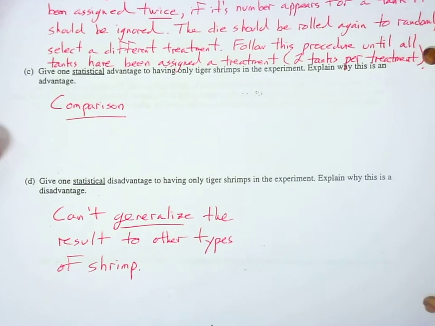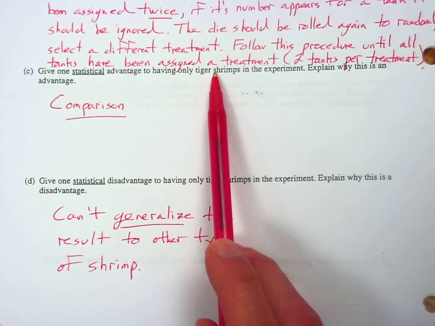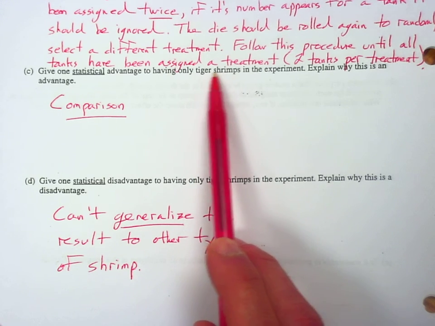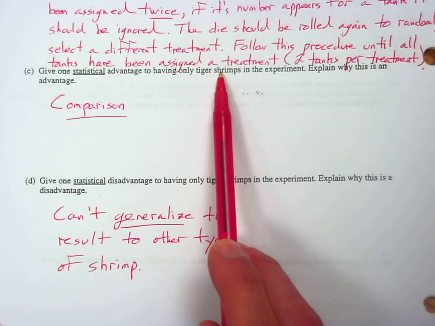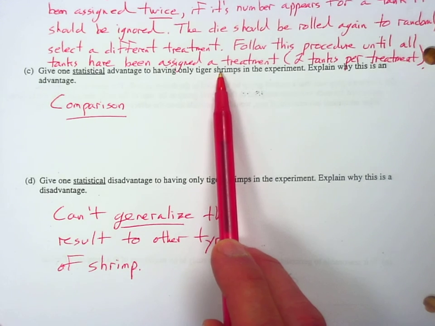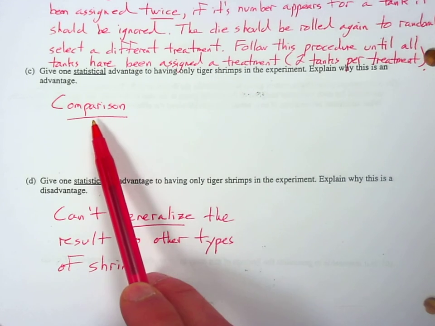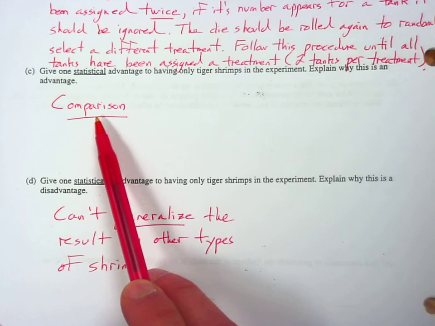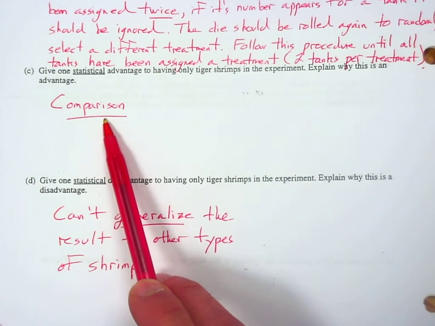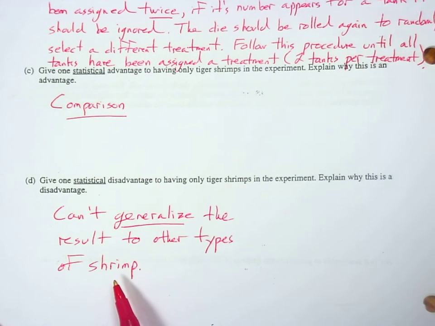Again, you should recognize the notions here in part C and part D. Experiments in the end, the goal is to have a valid comparison between the responses to the treatments. So using only tiger shrimps reduces the variability in the units that I'm experimenting upon. So I believe differences in response are actually due to the treatments and not due to the experimental units themselves. Answer C is about comparison. But of course, the trade-off is you can only generalize this result to tiger shrimps.